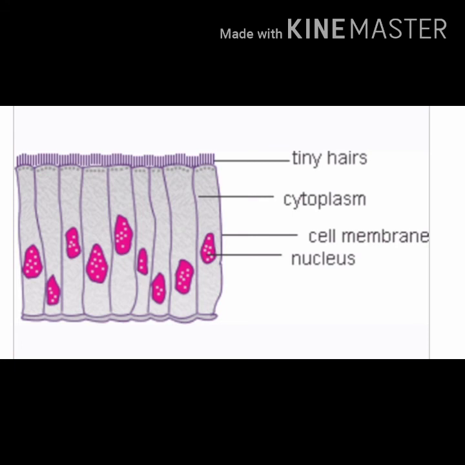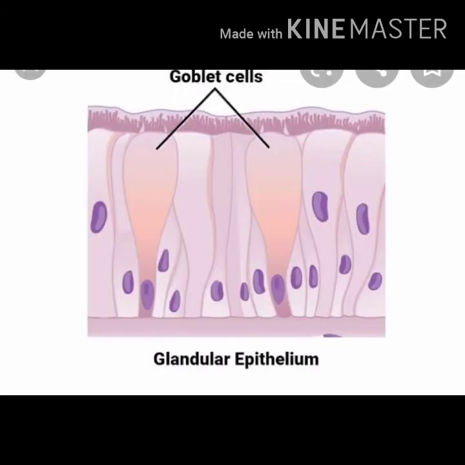Then the next type of epithelium is the glandular epithelium, the last type. Here the cells are the same as cuboidal or columnar epithelial cells, but in between the cells we can see modified glands. Glands can produce secretions in the form of enzymes, hormones or sweat, etc. All these are products of glands. So glandular epithelium contains glands.